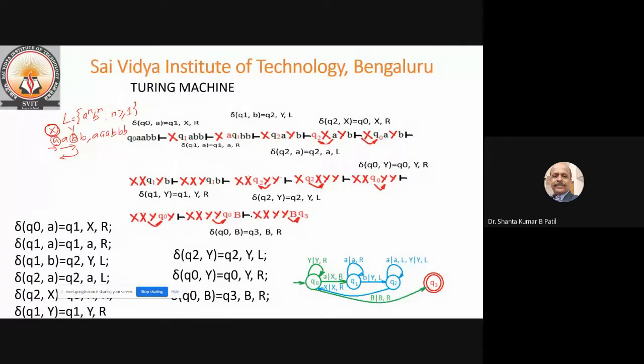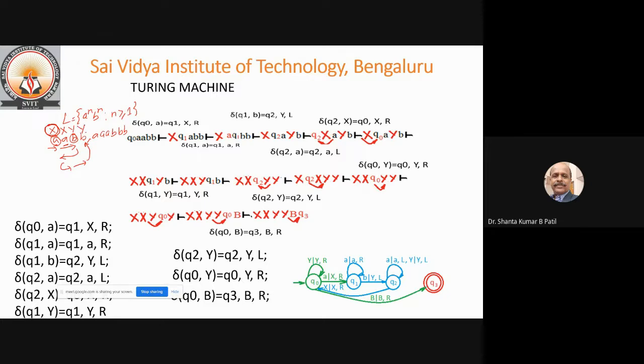Whenever it comes across the X, again it changes the direction from left to right, and while moving toward the right side, it is going to come across the symbol A. A is replaced by X again and it starts moving toward the right side in search of the equivalent symbol, that is a B. So whenever it comes across the B, B is replaced by Y again.